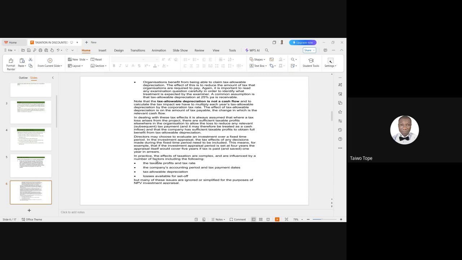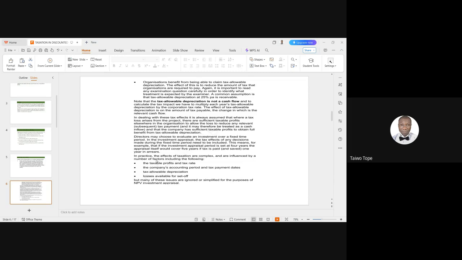In dealing with this tax effect, it is always assumed that where a tax loss arises from a project, there is sufficient taxable profit elsewhere in the organization to allow the loss to reduce any relevant tax payments, and that the company has sufficient taxable profit to obtain full benefit from tax allowable depreciation.